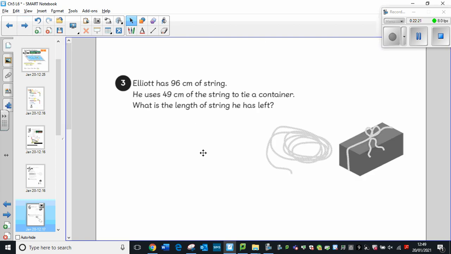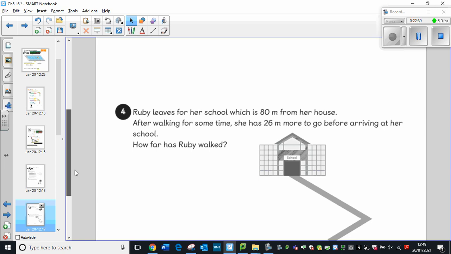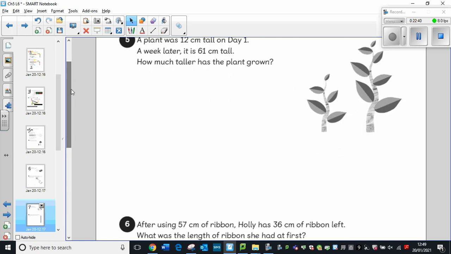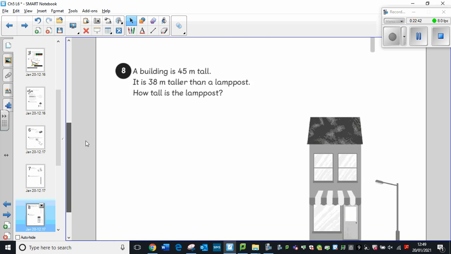Question 3, Elliot has 96 centimeters of string. He uses 49 centimeters of string to tie a container. What is the length of string he has left? Ruby leaves for her school, which is 80 meters from her house. After walking some time, she has 26 more meters to go. So how far has she walked? And then you've got question 5, question 6, and question 7, question 8.